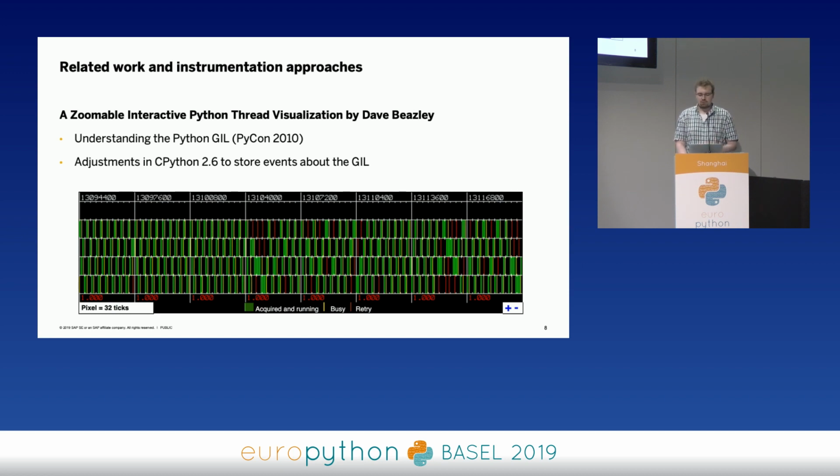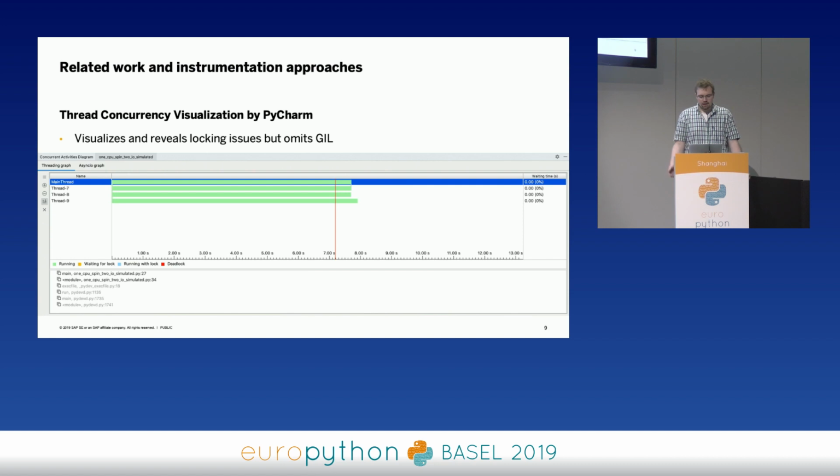The next thing which came to my mind is the thread concurrency visualization of PyCharm, which is actually a very nice tool to visualize lock contentions in your application. The problem is PyCharm doesn't take the GIL into account. In that example, I just ran an application which is heavily GIL bound because it's basically always wasting time in CPU cycles, but you don't see anything.